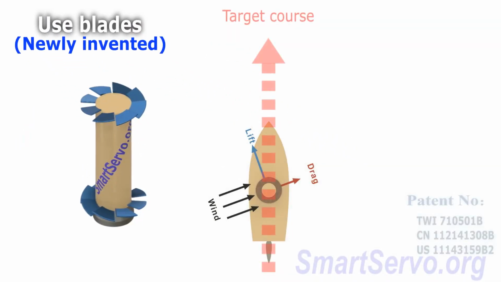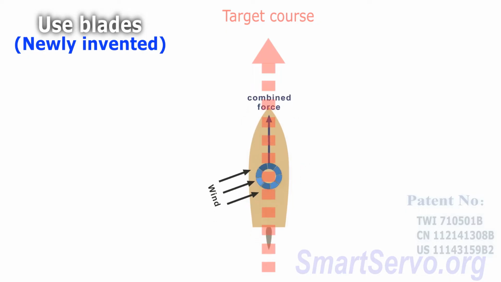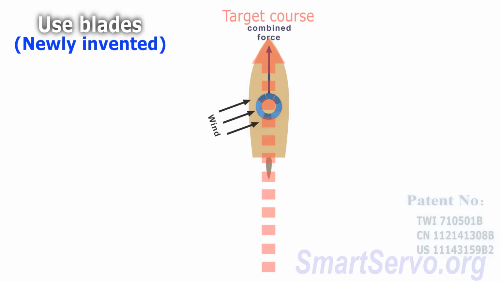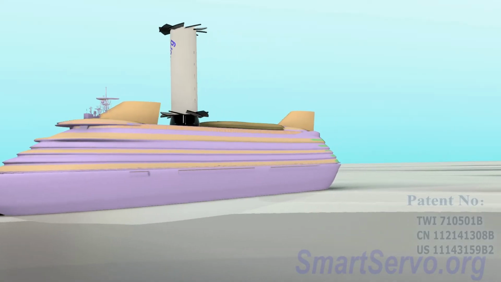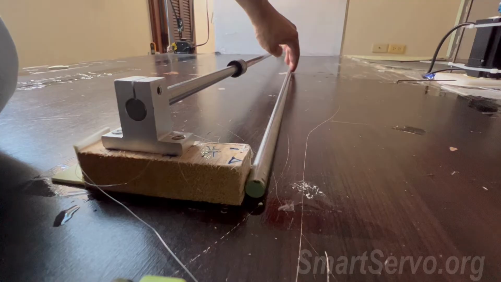However, using the newly invented rotor, the magnitude of lift and drag can be adjusted by changing the pitch of the blades, so that the direction of the combined force can be as close to the ship's course as possible, thus reducing the burden on the rudder and saving energy. In addition, can the newly invented rotor make the ship faster? A linear motion test is required.